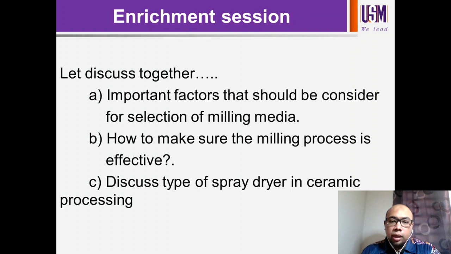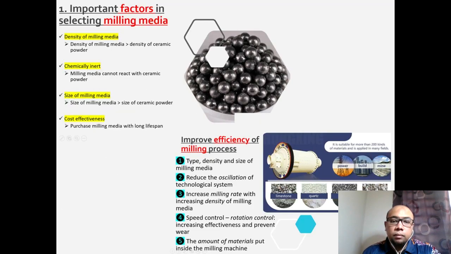Actually, this question has been asked to students. I already asked your seniors last year, so I asked them to do it in class. But due to the COVID issue, I try to make all these questions interactive. For now we discuss the important factors that should be considered for selection of milling media, and number two, how to make sure the milling process is effective. We go to the first question.